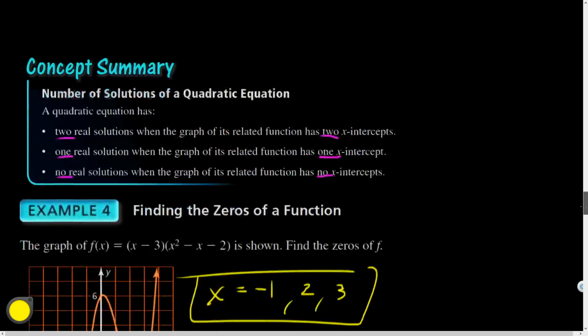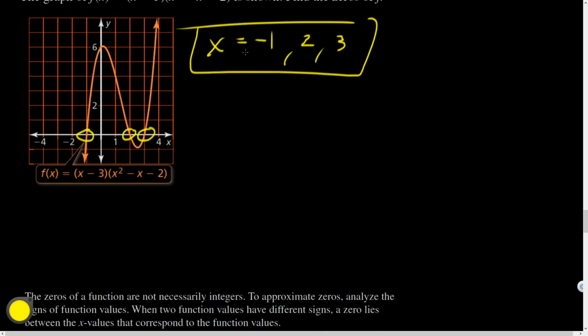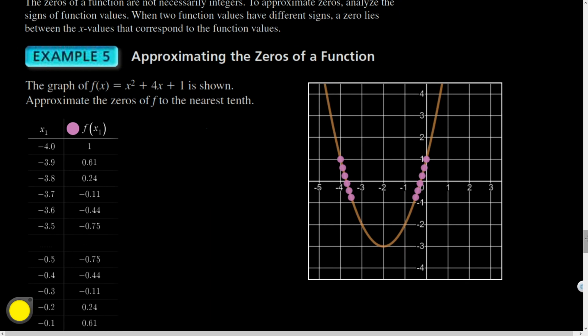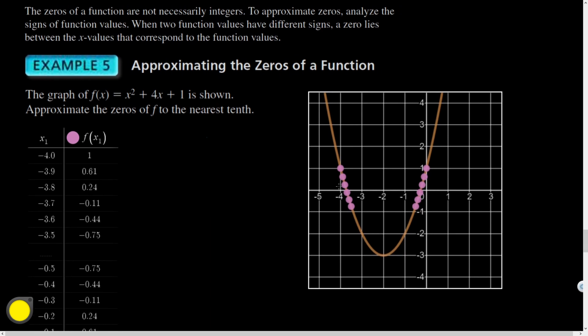Even though that has happened, all of our answers have been conveniently integers. It is possible, I want to point out, to have graphs that don't cross at like -4 or -3. They cross somewhere in between. All right, and that is possible, right? Real life doesn't always conveniently land on integer coordinates. So there is a way of approximating the zeros of a function using a graph.